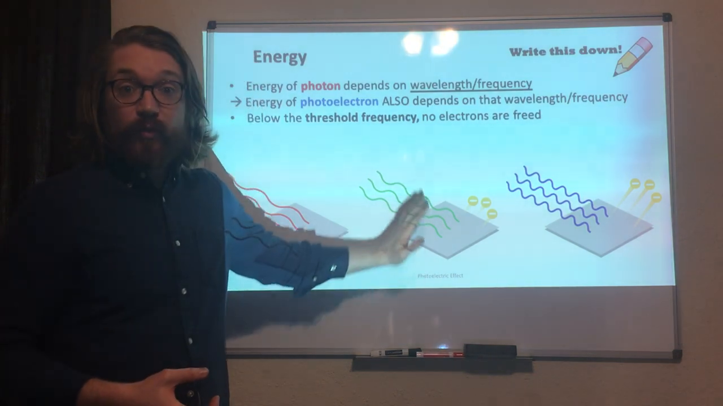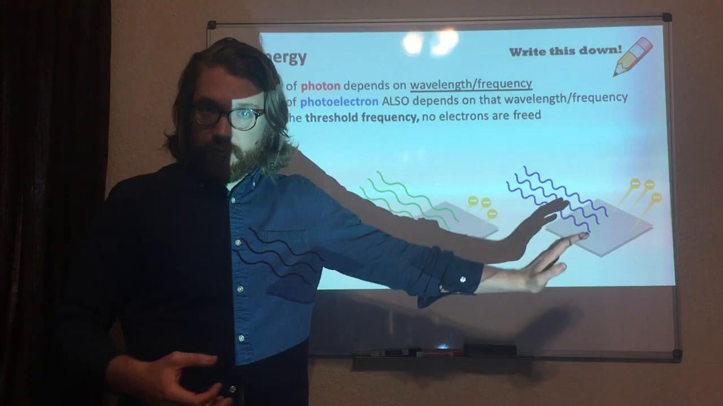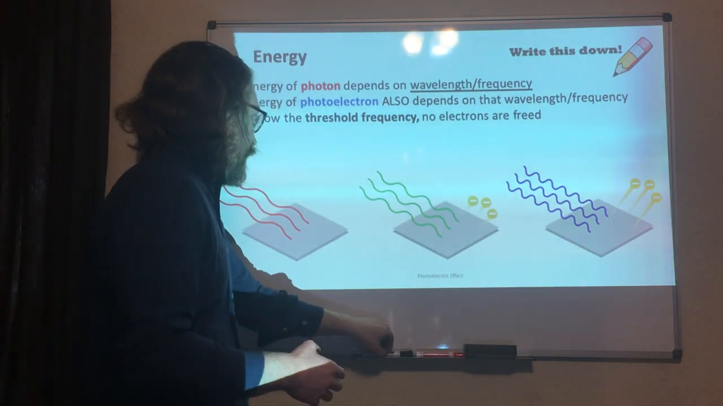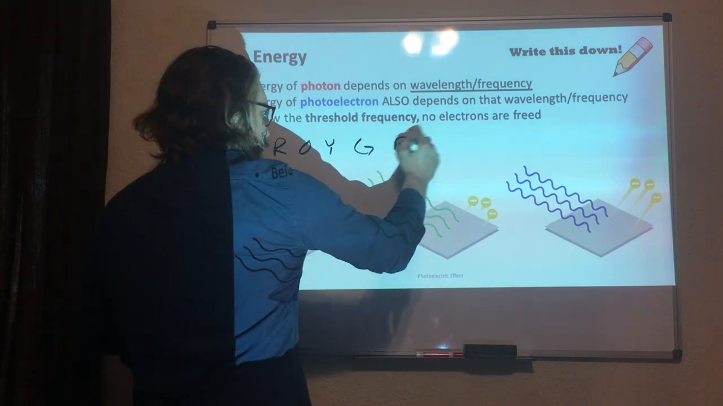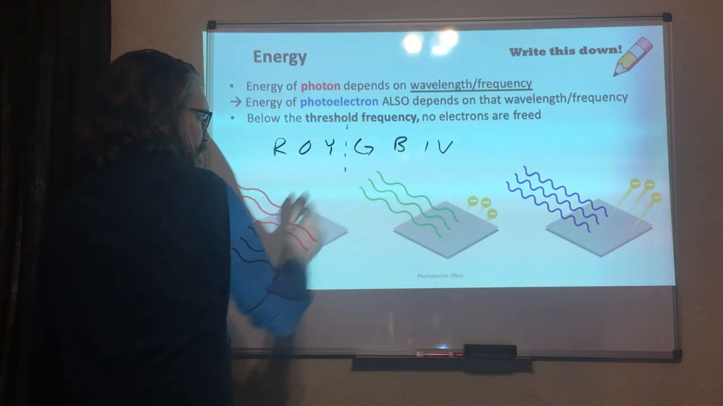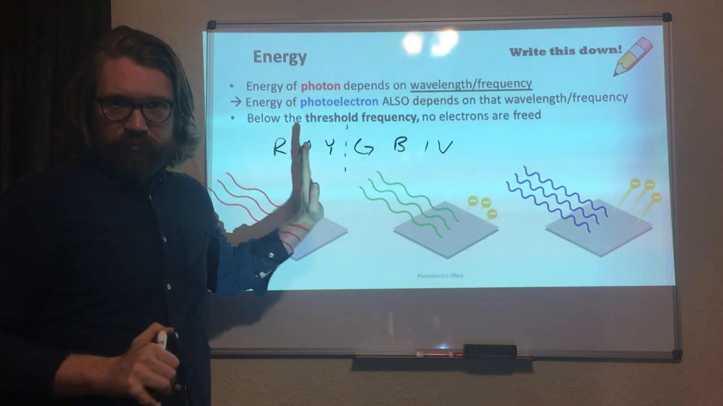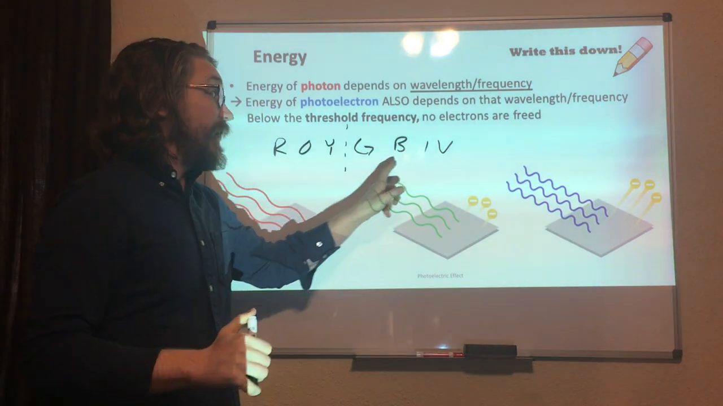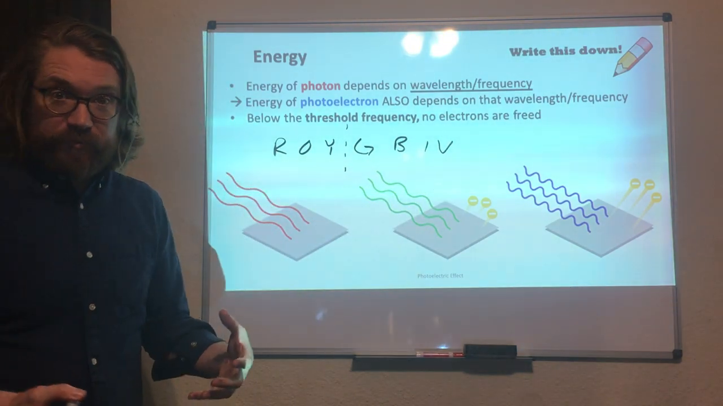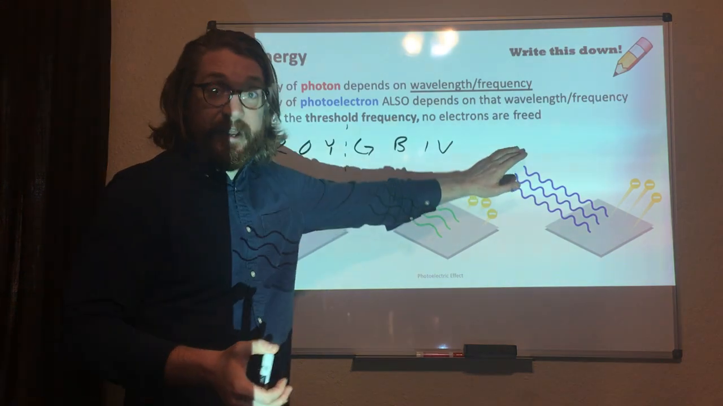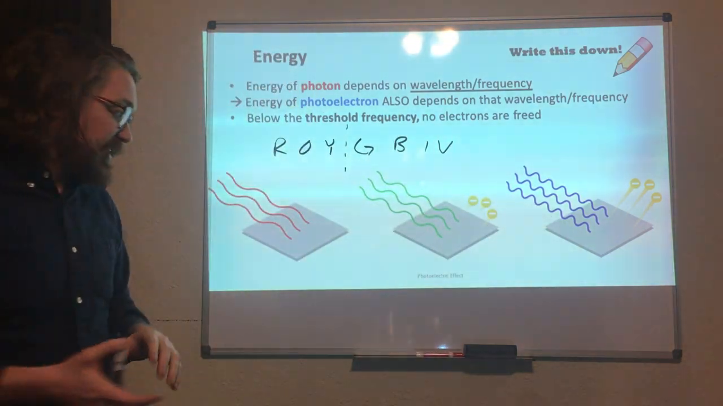Green light is where the threshold starts, okay? If you have green light or higher, okay, right? So if you're thinking here, this would be, what? Roy G. Biv. So here is your cutoff, right about there. Red light, orange light, yellow light does not release electrons. But green light, blue light, indigo, violet, those all release electrons. Okay? And the same goes for ultraviolet, X-rays, gamma rays. All of this light will release these electrons.